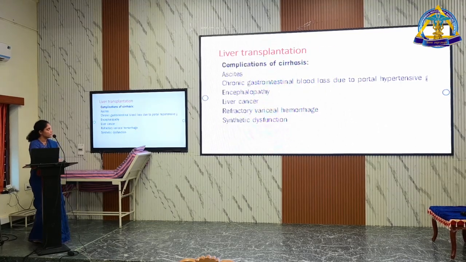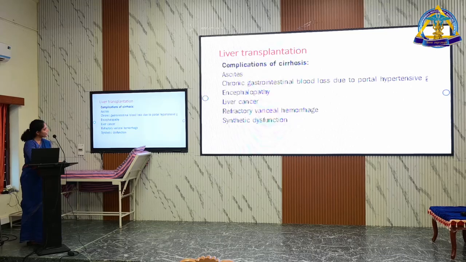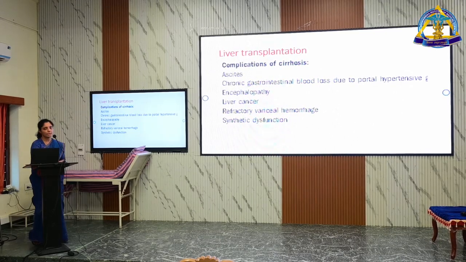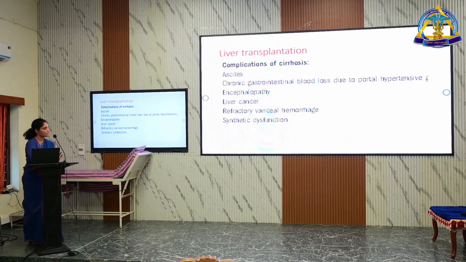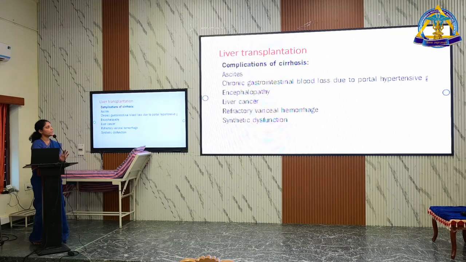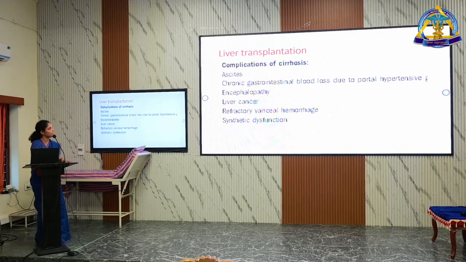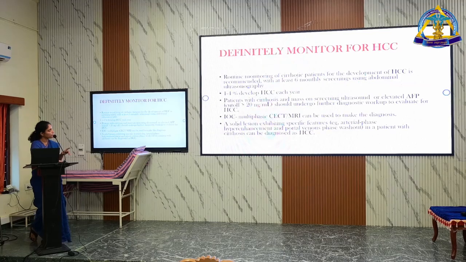So this is my last slide, liver transplantation. Then we have complications of cirrhosis. That's the ultimate treatment which we aim for, especially at a MELD more than 15, not in a patient with MELD less than 15. So for complications of ascites, refractory variceal hemorrhage, or if the patient has hepatic encephalopathy. Even for certain stages of hepatocellular cancer, you can advise the patient for liver transplantation.